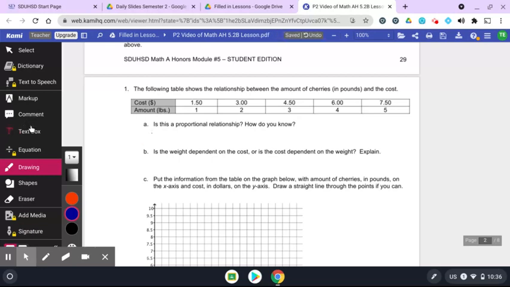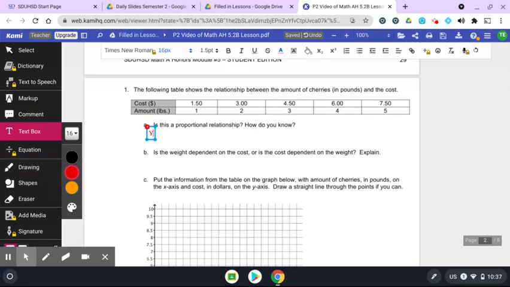Yes. It is proportional, because the amount times $1.50 always gets us our cost. We can also say it's proportional because they always reduce: 7.5 divided by 5, 6 divided by 4, 4.5 divided by 3, 3 divided by 2, and 1.5 divided by 1 all get me to 1.5.